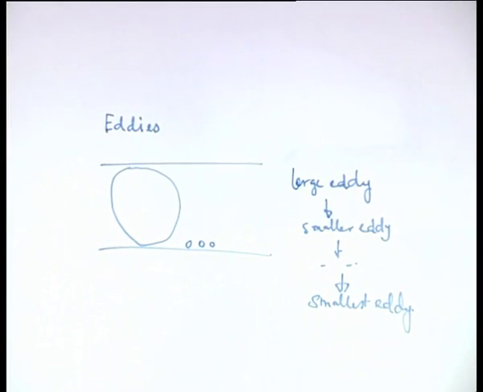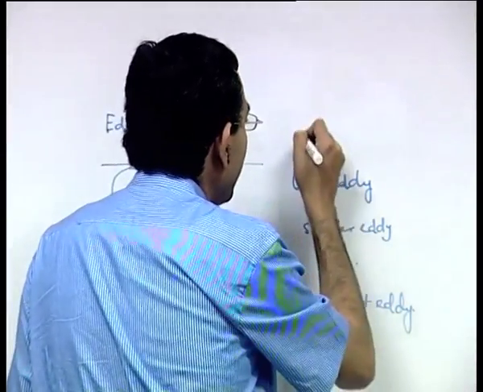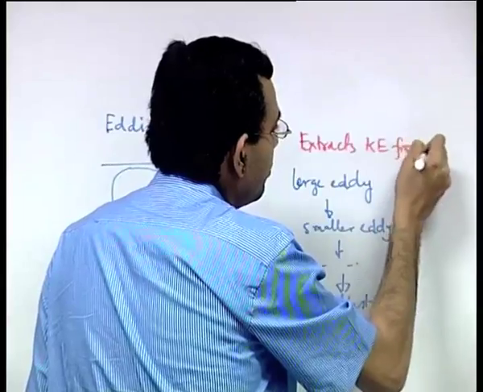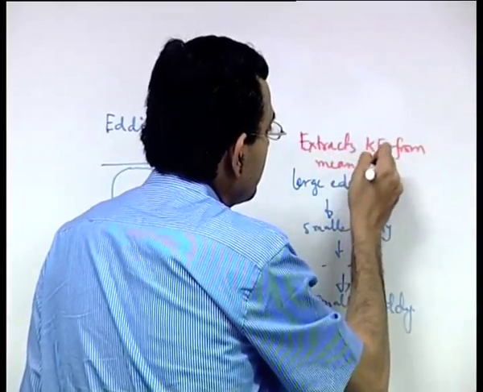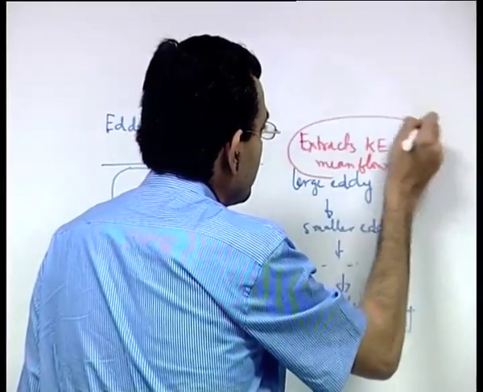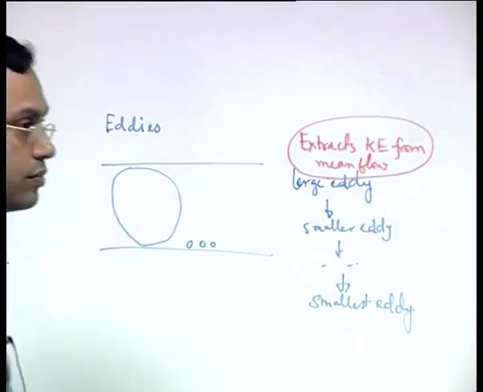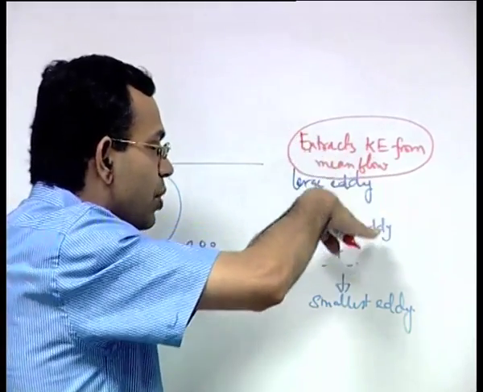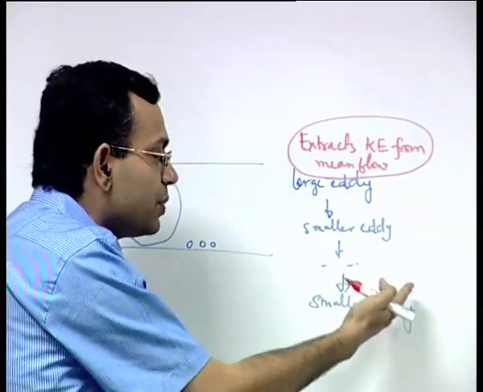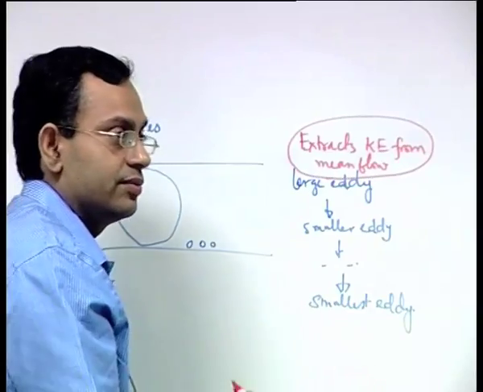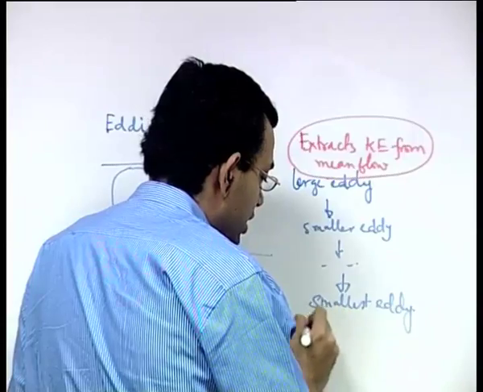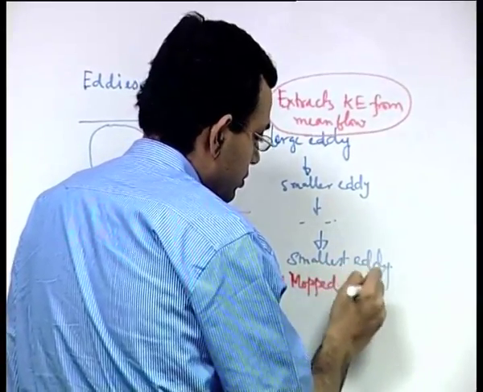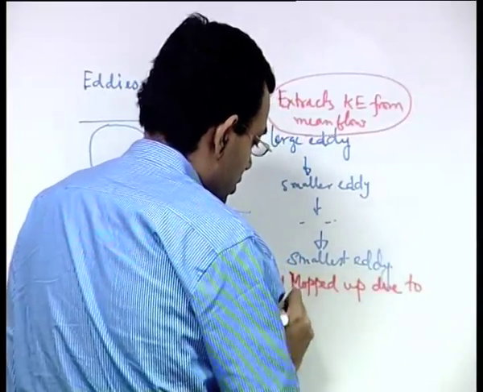So, the large eddy extracts kinetic energy from the mean flow, and that entire energy cascades through smaller and smaller eddies till it is mopped up by the smallest eddy due to viscous dissipation. So, energy is mopped up due to viscous dissipation.